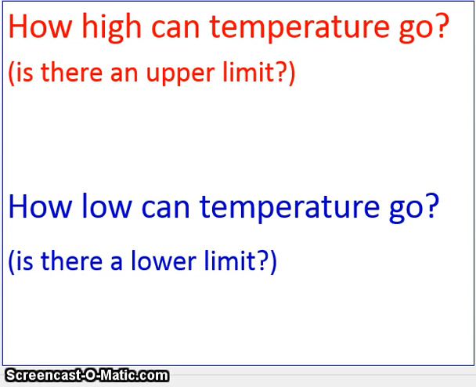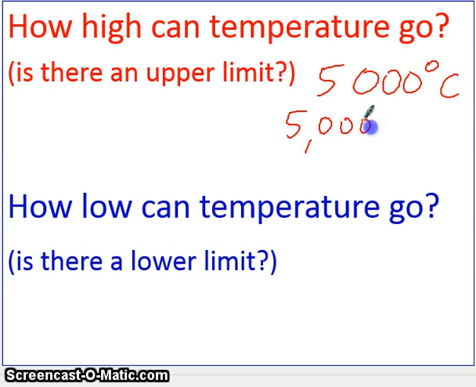How high can temperature go? Is there an upper limit? Like, can you get 5,000 degrees centigrade? Can you get 5 million degrees Fahrenheit? It turns out, yes, no limit. There is no limit to how high you can go.